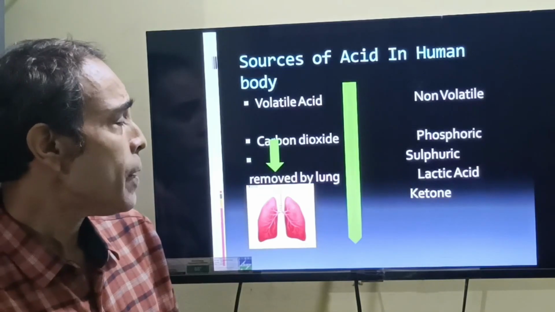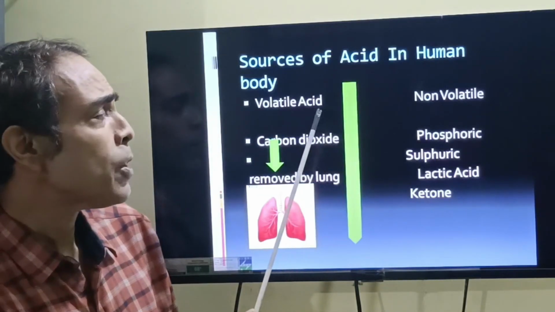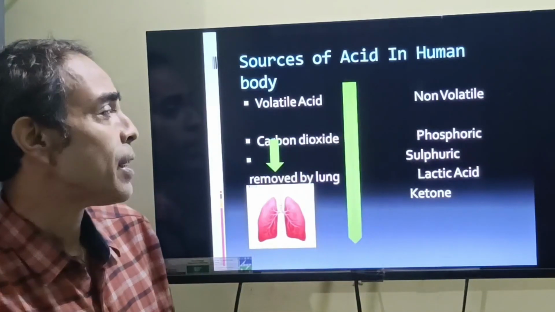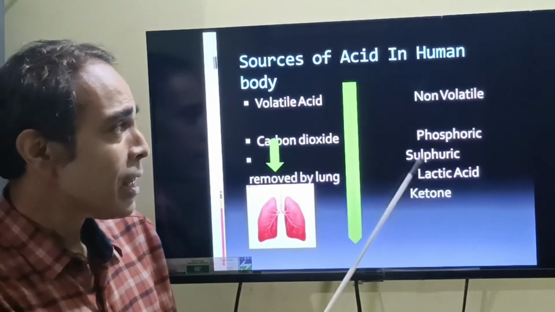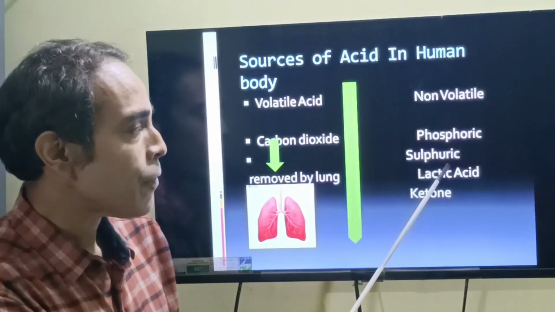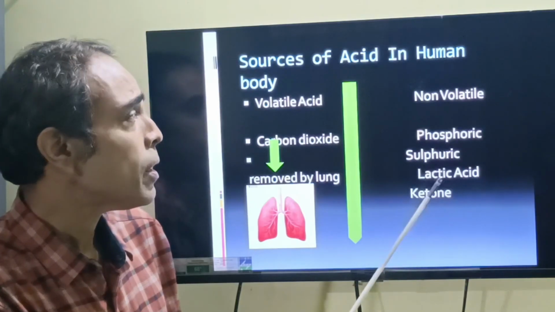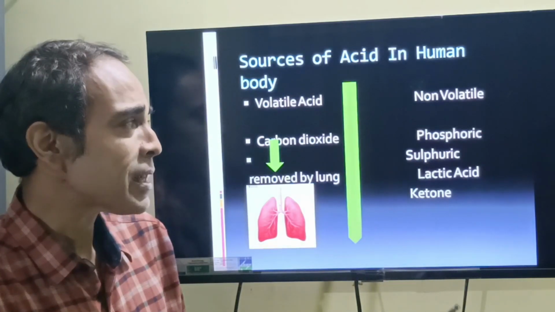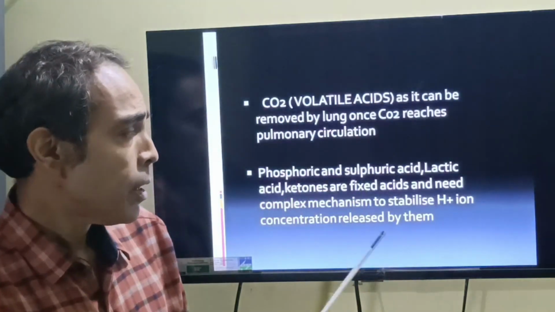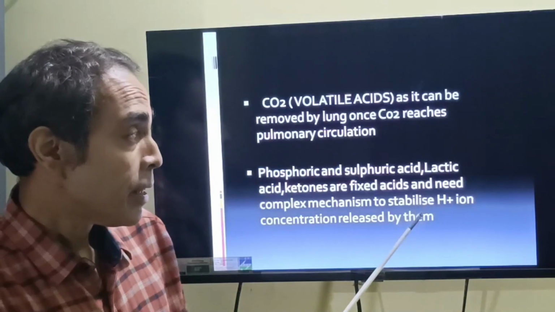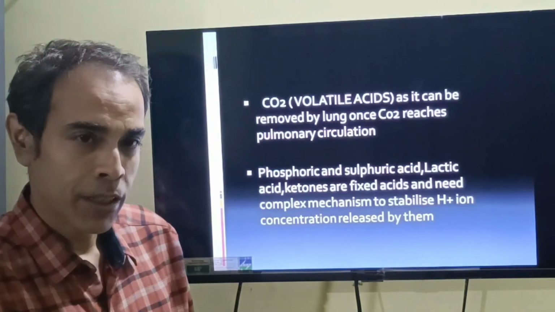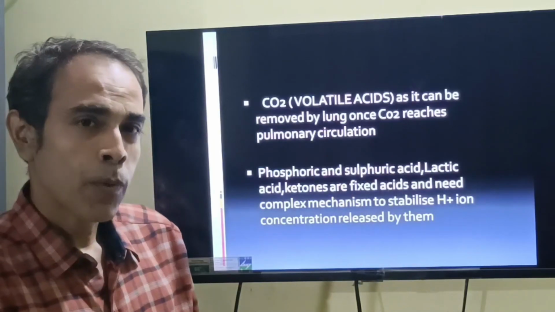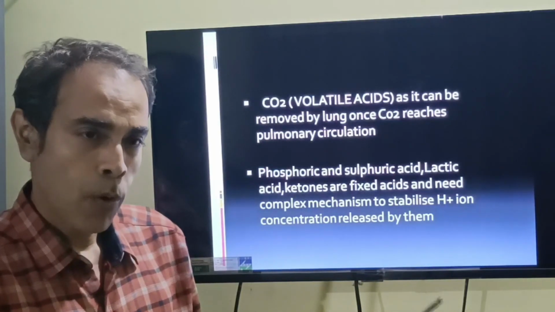There's another way to say that the sources of acids in the body are divided into two categories: volatile acids and non-volatile acids. Carbon dioxide is volatile because it is removed by the lungs, whereas the non-volatile acids are phosphoric acid, sulfuric acid, lactic acid, and ketones, and they are not removed by the lungs. So it needs a complex mechanism to stabilize the hydrogen ion concentration. So these are the most important ways sources of acids are formed in the body.